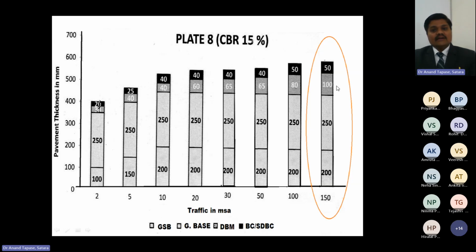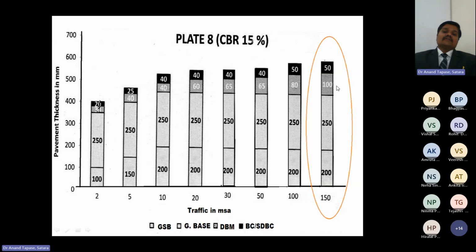When I have adopted small traffic conditions like 2 MSA. MSA means million standard axles. What are standard axles? That concept I will focus on later. In the million standard axles, the first one is 2 MSA, and the last one is 150 MSA. This is one component: based on the traffic, this is how the thickness differs.